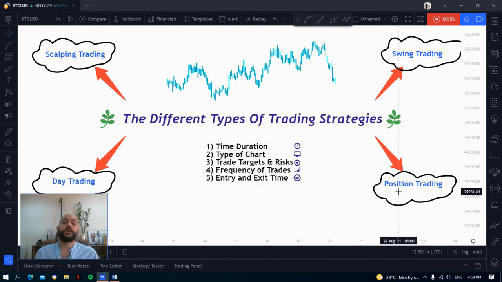We're not going to be talking about position trading because position trading takes a long time. It takes actually years. So, for example, let's say you bought a stock and you just hold on to it for like 6 to 7 years. So, it's technically more of an investing than trading, but it is trading. So, we had to mention it. So, let's start with scalping trading.